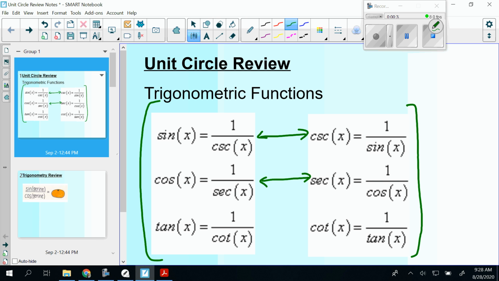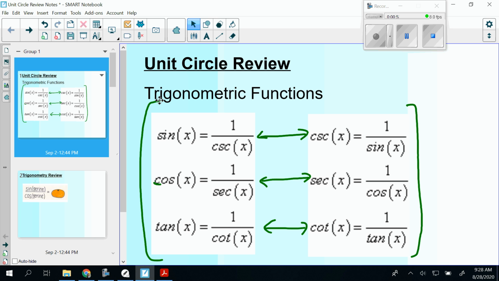Cosine is the reciprocal of secant. Try not to match the ones that start with the same letter, like just because this starts with C doesn't mean it's the reciprocal of C, it's actually the opposite there. Secant is the reciprocal of cosine. And then tangent and cotangent are easy to remember because they sound the same and they are reciprocals of each other.